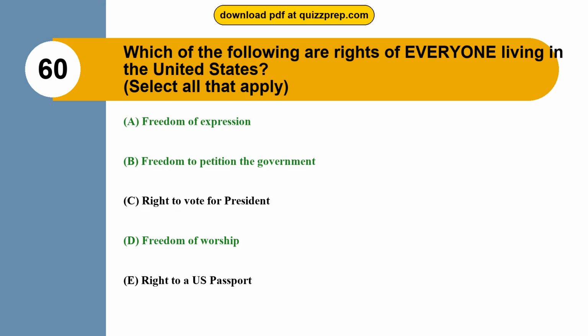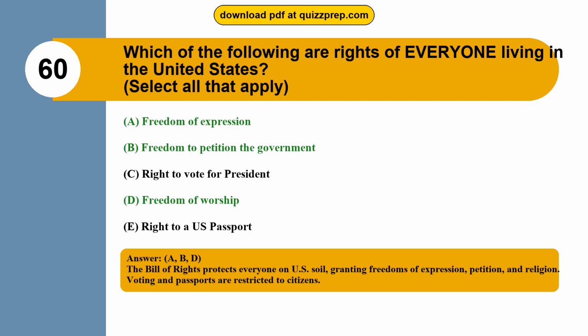Freedom of expression. Freedom to petition the government. Freedom of worship. The Bill of Rights protects everyone on U.S. soil, granting freedoms of expression, petition, and religion. Voting and passports are restricted to citizens.